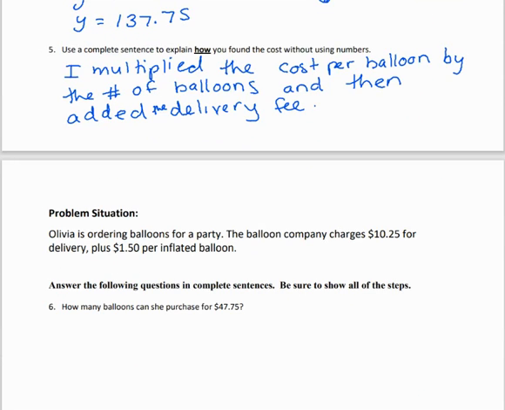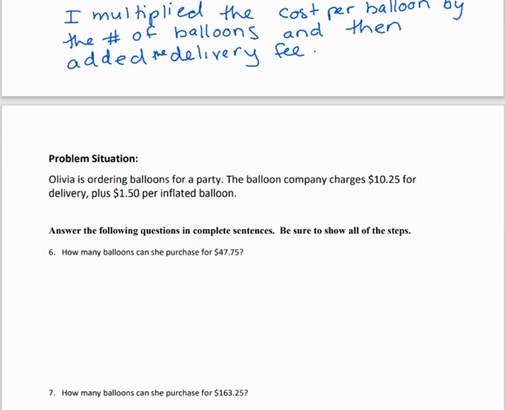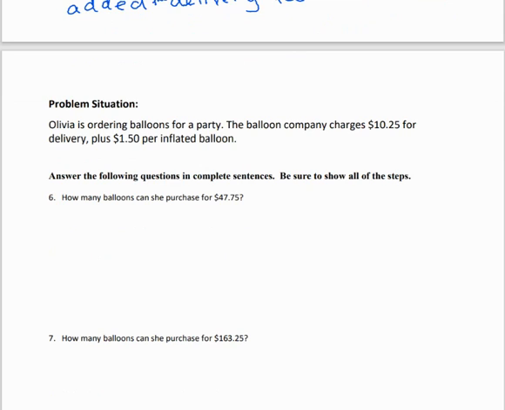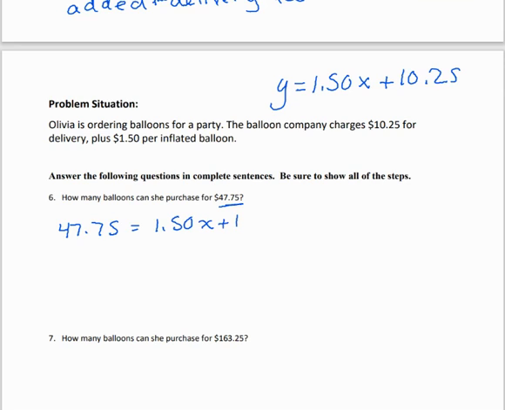Okay, so now into the second page, we have, again, the same scenario, but on number 6 this time around, we're looking for how many balloons, and they give us the total price. So what does that mean? Again, my equation, I'm just going to write at the top of the page, was $1.50x plus 10.25. So this time we put the 47.75 in for y, and we are looking for x.